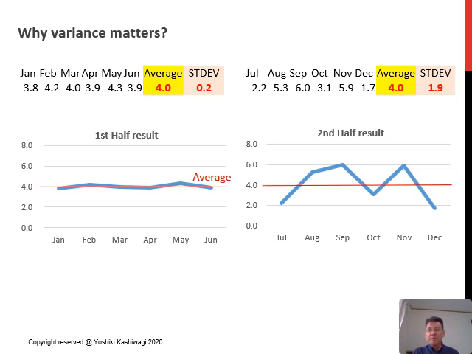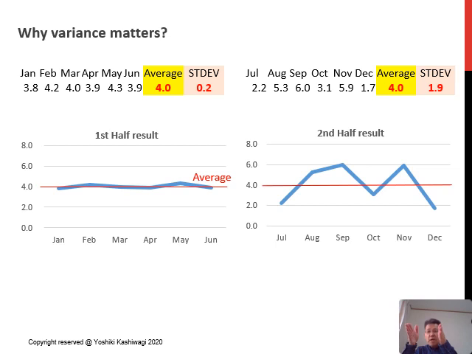But if you look at the standard deviation in the second half, which is 1.9, it is obvious if you look at the chart, but without looking at this chart, you can say, hey, in both the first half and second half, the monthly average is the same. So the size of the business may not be different, but if you look at monthly variance, or you can call it sales risk, it's getting larger and larger. Because in the first half result, you have 0.2 standard deviation, but in the second half, you have 1.9 standard deviation. So the range of the distribution is 1.9.